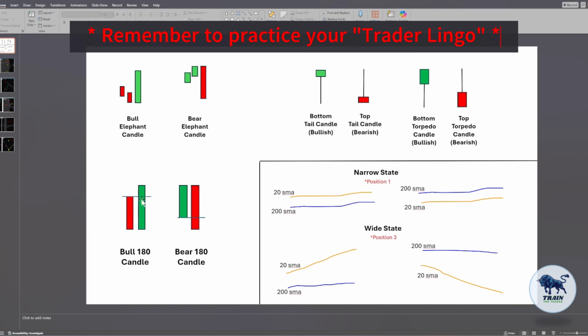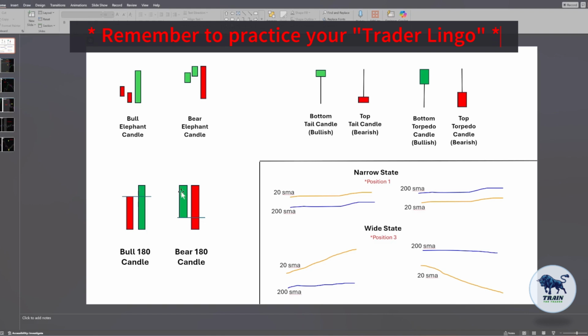They're two large candles. They should be larger candles. They're not going to be your smaller body candles like this or like that. They're going to be long candles, almost like elephants, right? But one is taking out the other. That's why I draw this line here, because it's taking out the open of the previous candle.